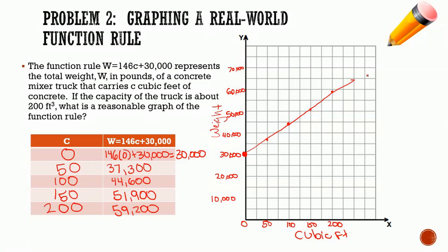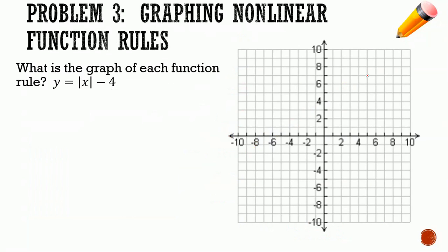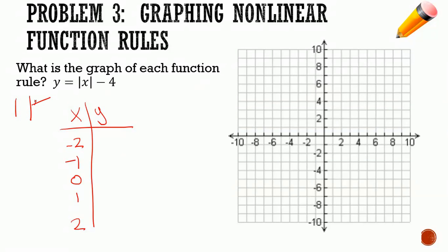Now, what does a nonlinear function look like? There's quite a few examples of that. Same thing though, you're going to want to start with a chart. And then you're going to want to start with -2, -1, 0, 1, and 2. Those numbers. Let's plug in -2 for x. Now, do you know what these bars mean? These mean absolute value.